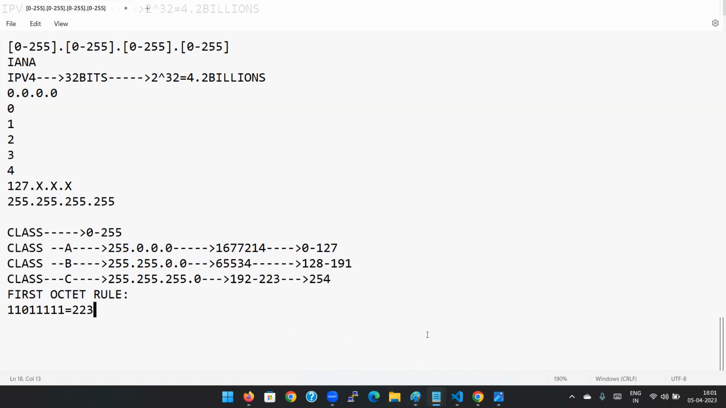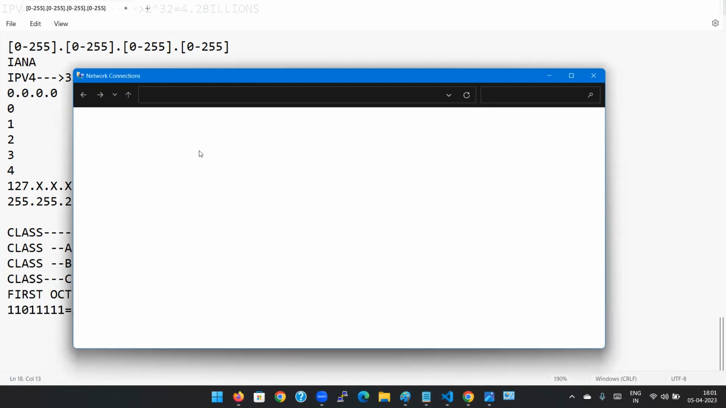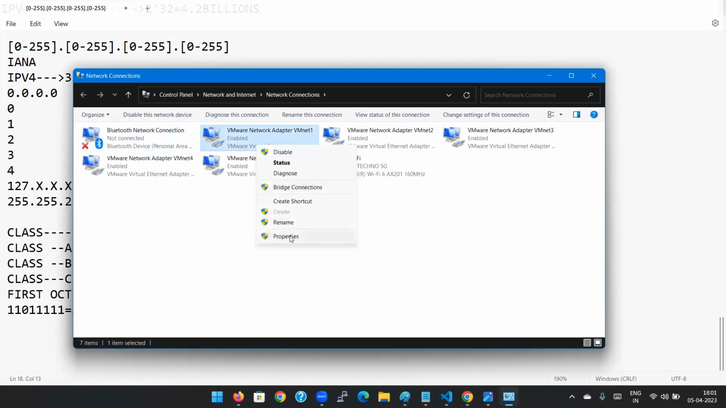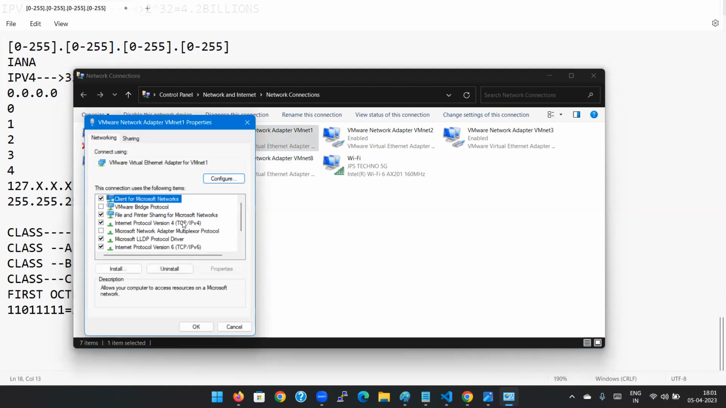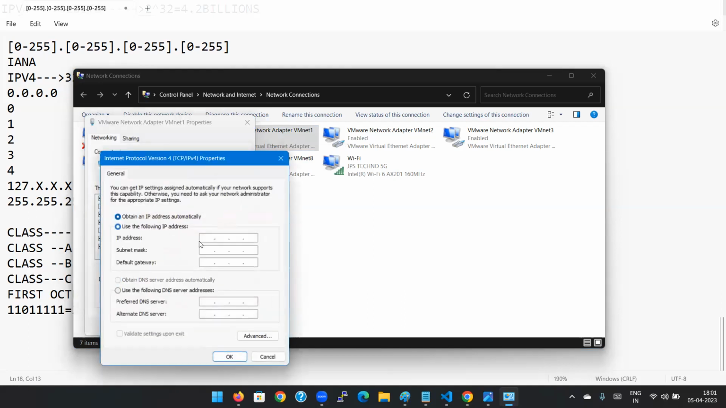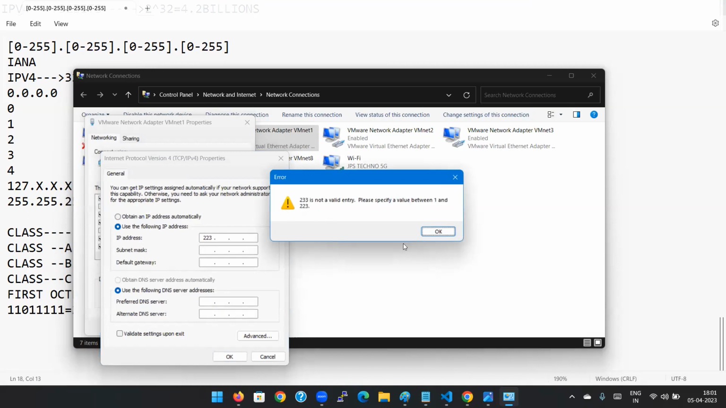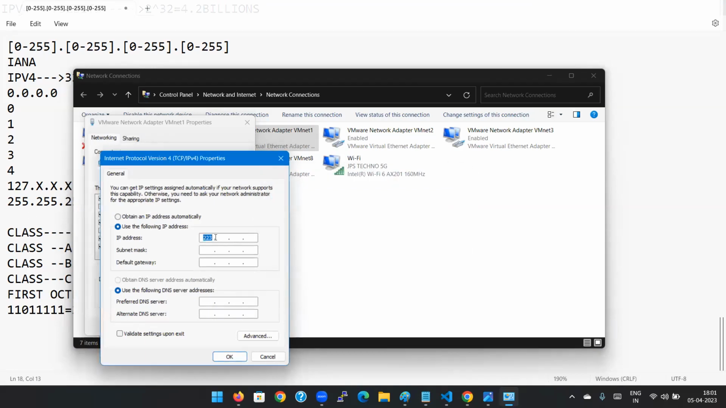If I go back and try to assign an IP address to my device, I go to properties, use the following IP 223. Yes, 223. When I click on this, automatically the subnet mask is generated as 255.255.255.0. So 223 is in the range of 192 to 223. You can also give 196, and you will get the same subnet mask. But you cannot go beyond 223.